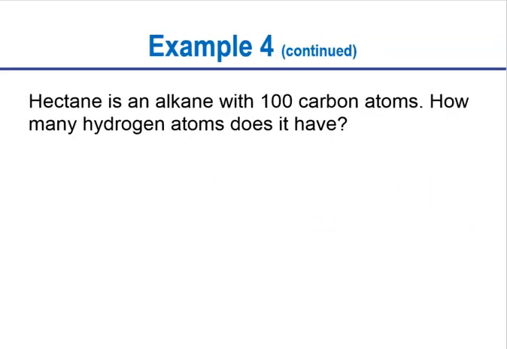Now here's the real question. It says hectane is an alkane with 100 carbon atoms. How many hydrogen atoms does it have? Can we figure this out, right? Hectane is an alkane with 100 carbon atoms. So you can see the C's lined up 100 across in your mind, right? How many hydrogen atoms does it have? Let's go take a look at our picture that we had up just a minute ago.